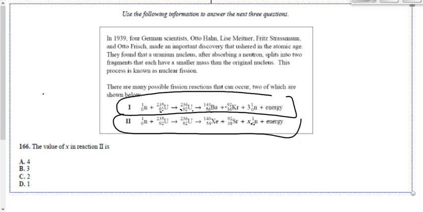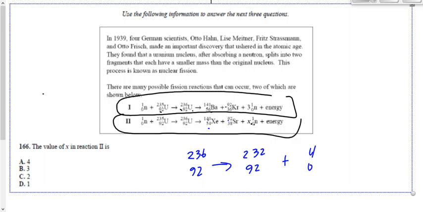All right, what do we have on the left-hand side? 236 and 92. What do we have to have on the right-hand side? 236 and 92. Well, what do we have here and here? 140 and 92 gives me 232. 54 and 38 gives me 92. What am I missing? What am I missing on the right-hand side?